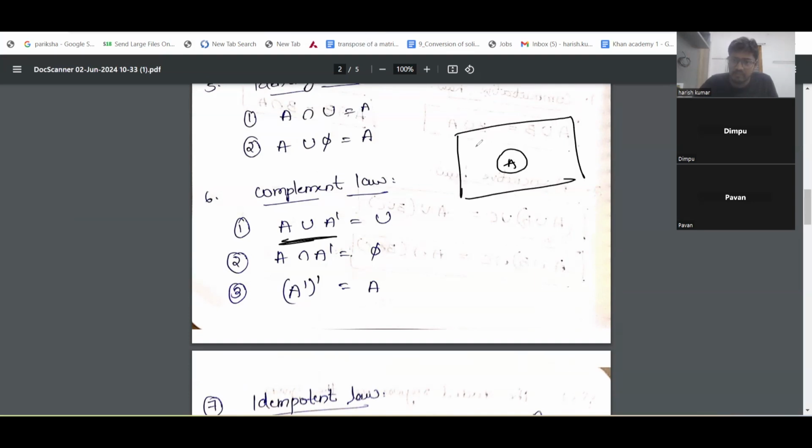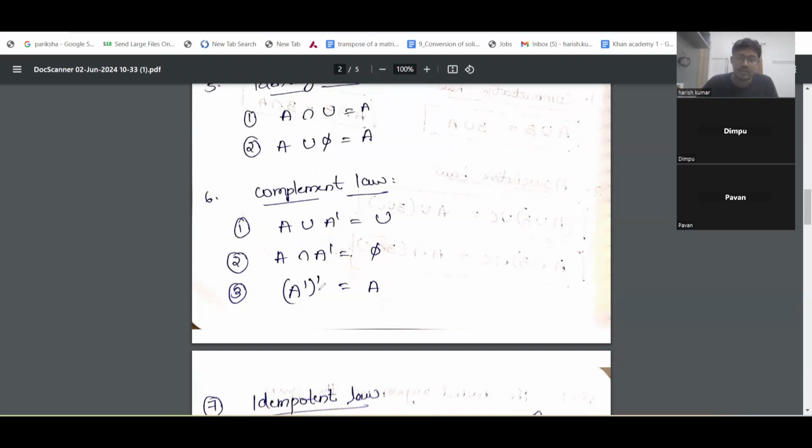This is A. What is A complement? A complement is the entire outside thing. Union of this, I'll get the entire universal set. And intersection, there is nothing common between A and A complement, right? So therefore it is an empty set.